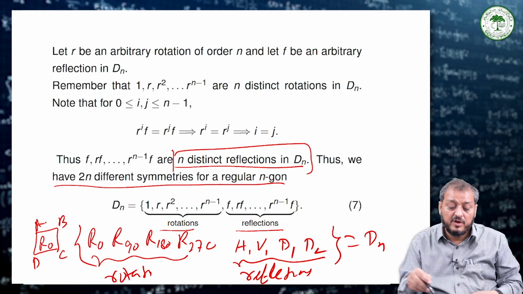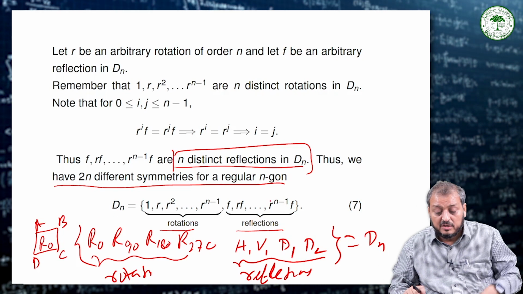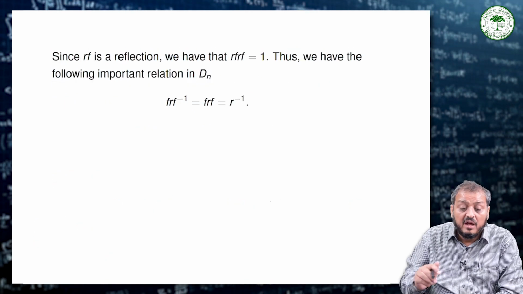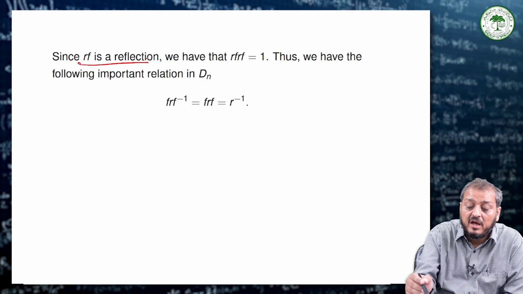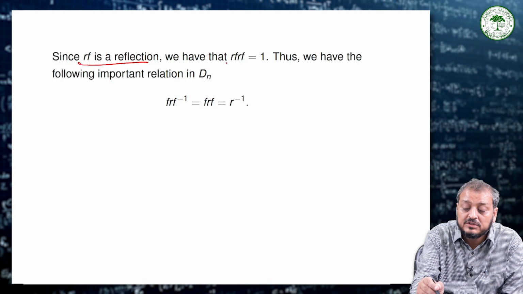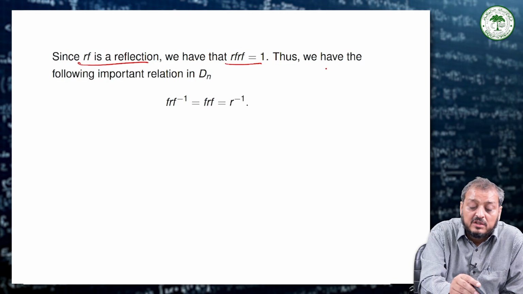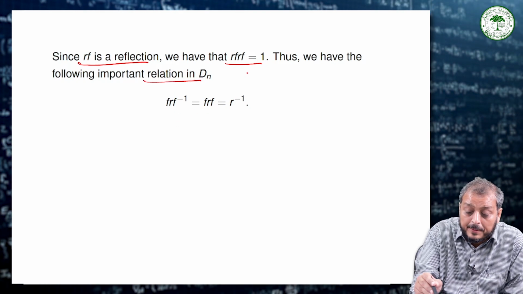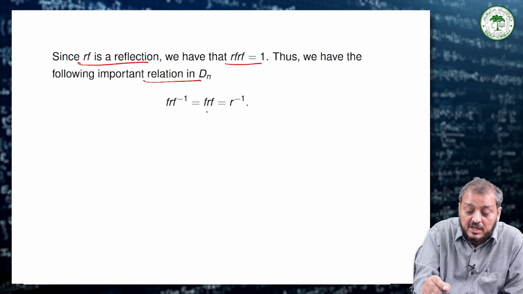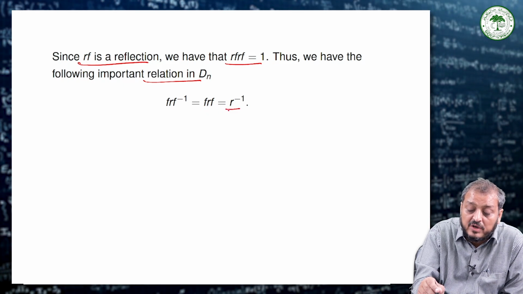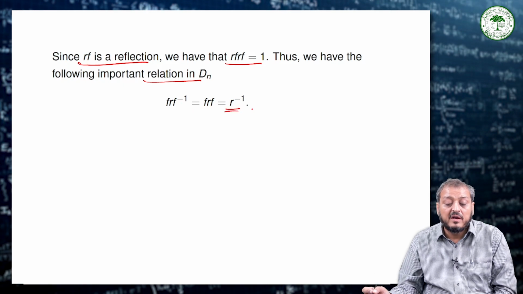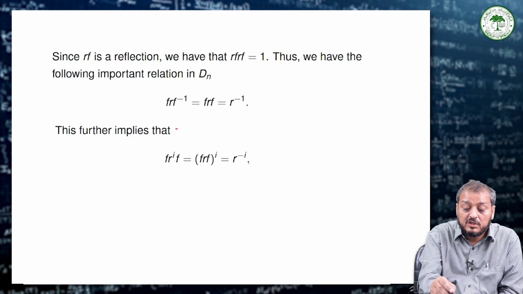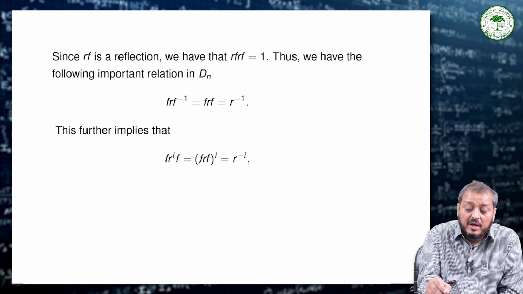So this is the way Dn can be written. We can simplify this: since rf is a reflection, the composition of rf with itself gives the identity. Thus we have the following important relation in Dn: f inverse is equal to f, and the inverse of r is the same as r inverse. This further implies that in general f r to the power i f is equal to r to the power minus i.